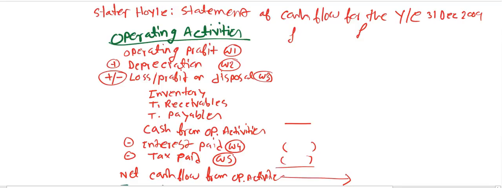What is the pro forma? As we said, we start with operating activities. The very first thing is profit from operations, or operating profit. You might have to do workings for that. Sometimes it's given and sometimes not. In this particular question it's not given, so we'll work it out. Add any depreciation. This is a non-cash expense, that's why you add it back. Less any loss or profit on disposal, because we already deal with these in the investing activities, so it should be adjusted here. Any inventory, trade receivables and trade payables should be adjusted. These are known as working capital. Any increase or decrease, we'll be dealing with it. And then you get cash from operating activities.